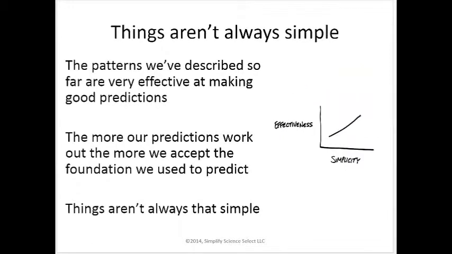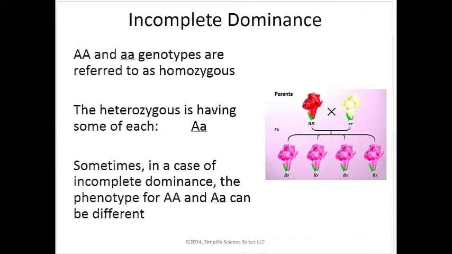Things keep happening. The patterns that we've described so far are very effective at making good predictions, and that's the hallmark of good science. Good science can predict things, and those things happen. The more reliable, precise, and specific you can be in predictions, the better science you're doing. That's what science is. But sometimes there are details. For example, we've talked about dominant and recessive.